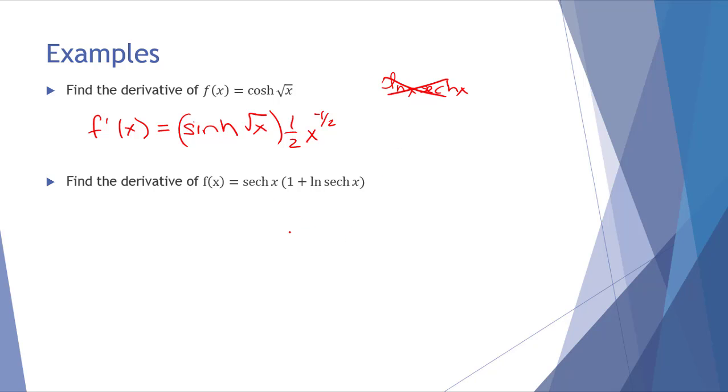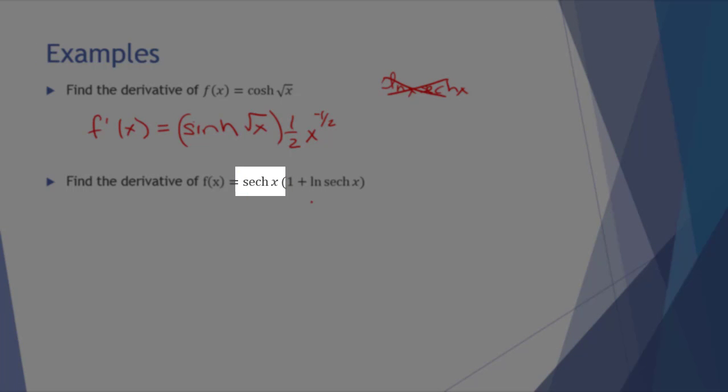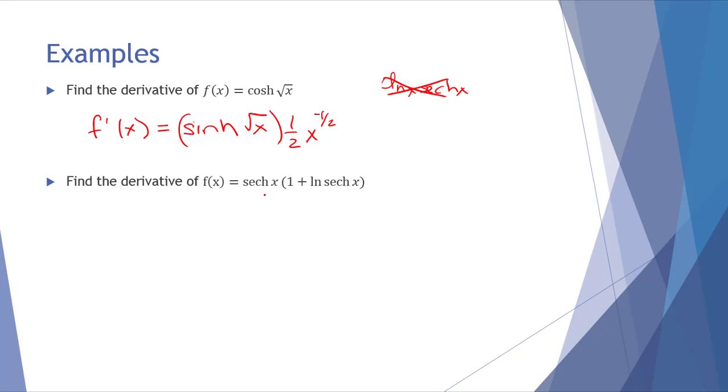You have a couple ways you can correctly approach this. You can either leave this as is and use product rule with hyperbolic secant acting as your first function and 1 plus the natural log of hyperbolic secant x acting as your second function. That would be a correct way to go about it. Or you can distribute the hyperbolic secant x to both terms. Now notice when you do that, you're going to end up with a product rule anyway from your second distribution. So I'm going to go ahead and just leave this as is and go straight to product rule. But if you wanted to do it the other way, that would be correct as well.